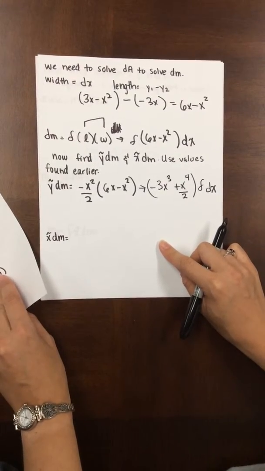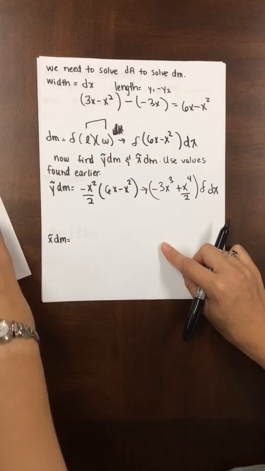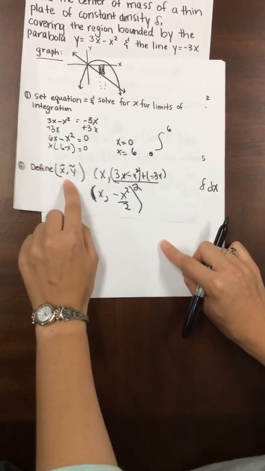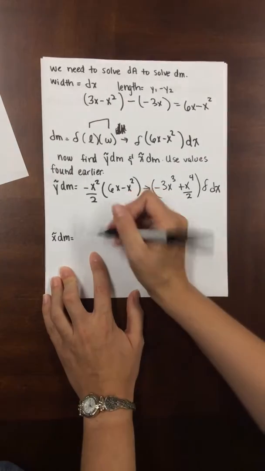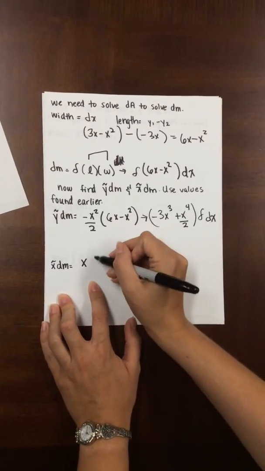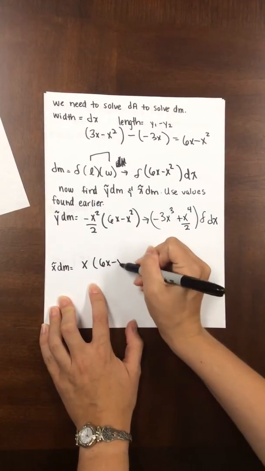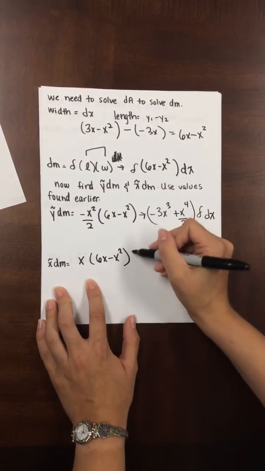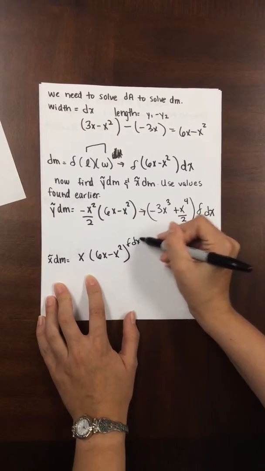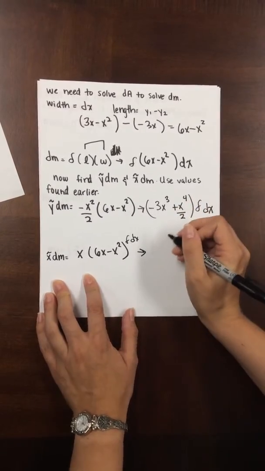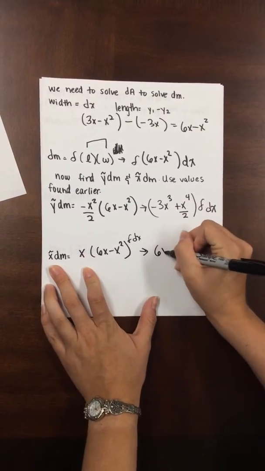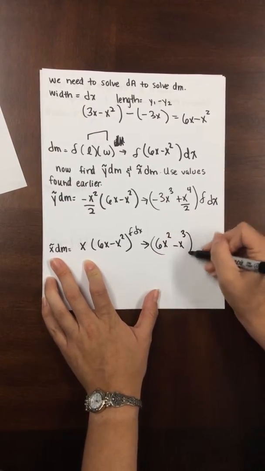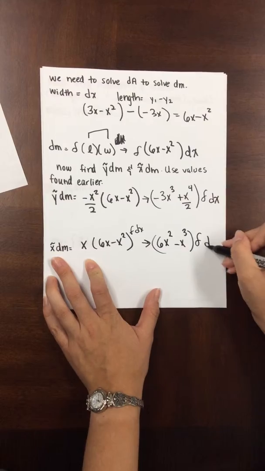And then for x dm, we have x squared. Wait, let me look at that. Oops, sorry, no, we have just x, because again we have the x here, which was our x value, so we have x times dm. So again, 6x minus x squared, times the delta and the dx. And then when we rewrite that, we get 6x squared minus x cubed times delta times dx.